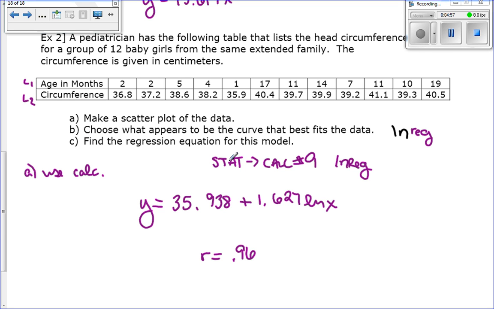So after we get our information into the calculator, and after we've looked at our graph, we need to do stat, calculate. We want number 9, and that's LnReg, logarithmic regression. This is the equation, and I did write down my R value for you so you could see. You could try the power and the exponential, and you would see that they wouldn't come close to getting an R value that close to 1. So this is a pretty strong regression here.